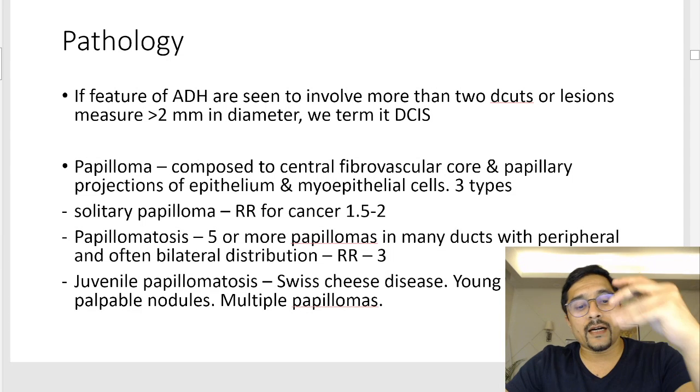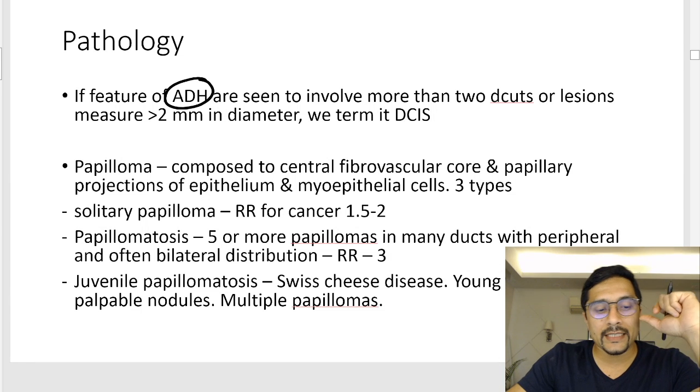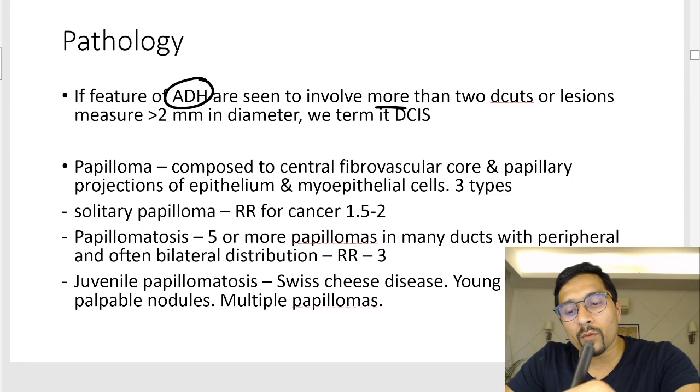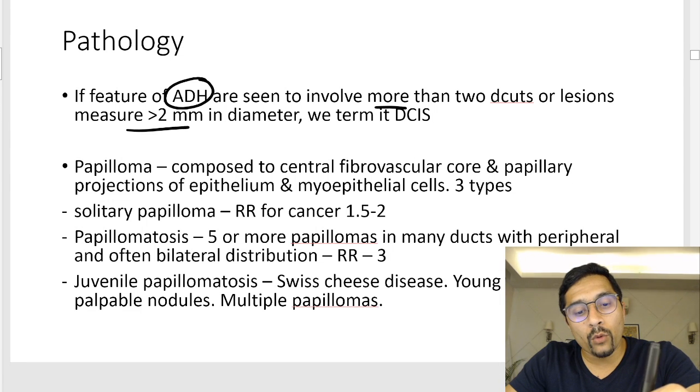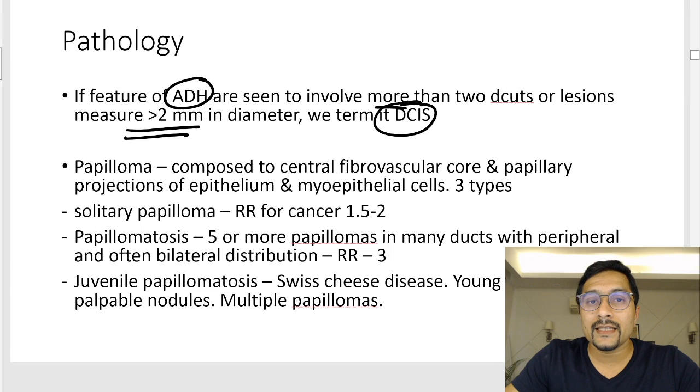Some more updates. If there are features of atypical ductal hyperplasia, ADH is atypical ductal hyperplasia, and these features are involving 2 or more ducts or lesions measuring more than 2 millimeters in diameter, then we term it as DCIS, ductal carcinoma in situ. Okay.